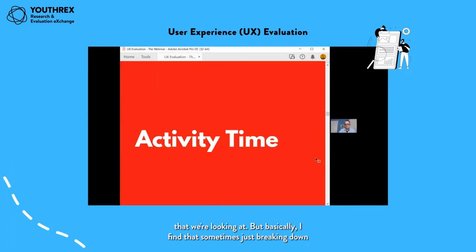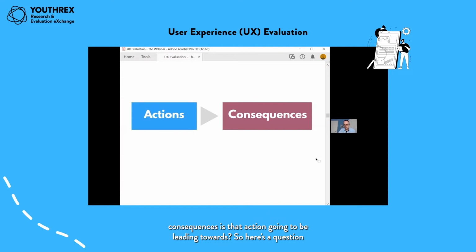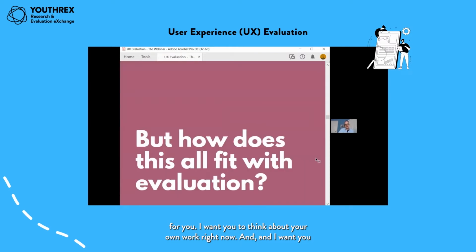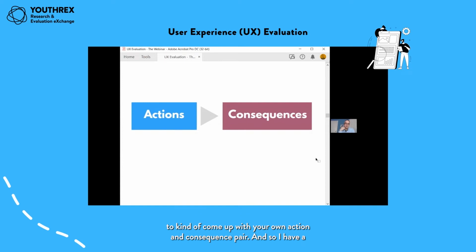But basically, I find that sometimes just breaking down what it is we're doing, whether it's our entire program or just a small little piece of it that we want to evaluate and make better, first we need to understand what our action is and what consequences that action is going to be leading towards. So here's a question for you. I want you to think about your own work right now and come up with your own action and consequence pair.